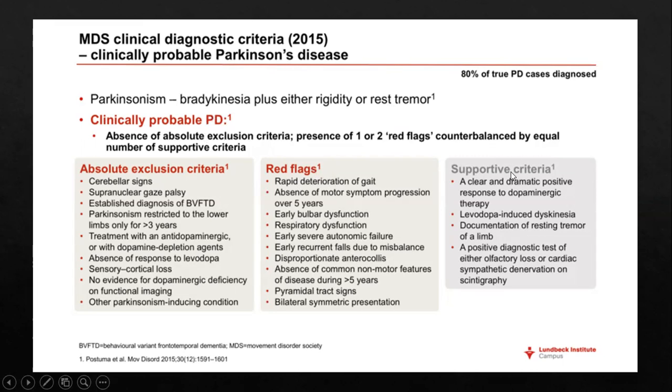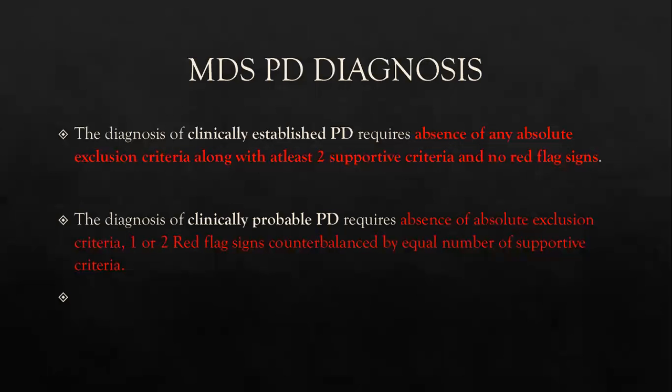For a clinically established Parkinson's disease diagnosis, there should be absence of any of the absolute exclusion criteria, along with at least two supportive criteria and no red flag signs. For a diagnosis of probable Parkinson's disease, there should be absence of absolute exclusion criteria. One or two red flag signs can be there, but they should be balanced by the supportive criteria.